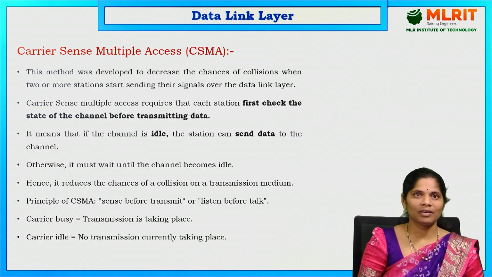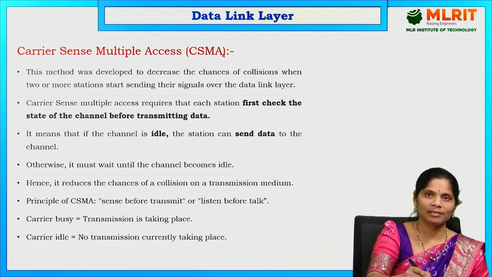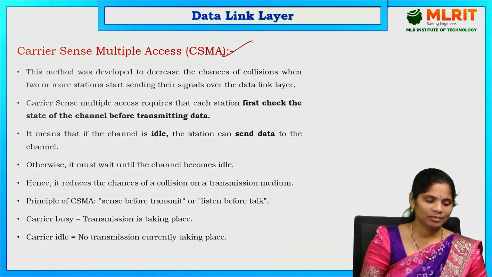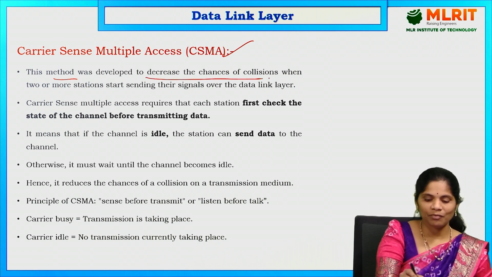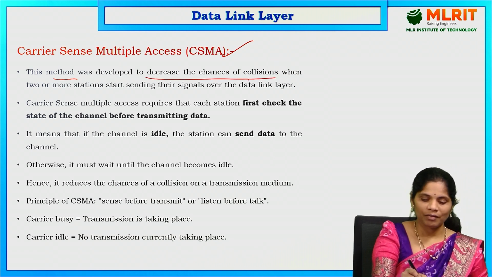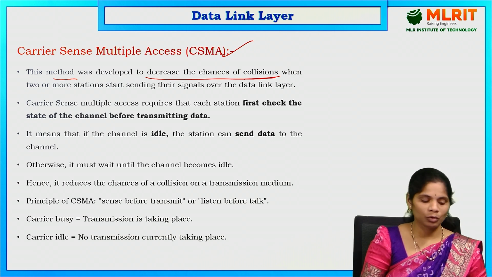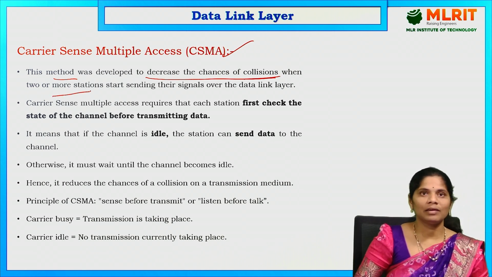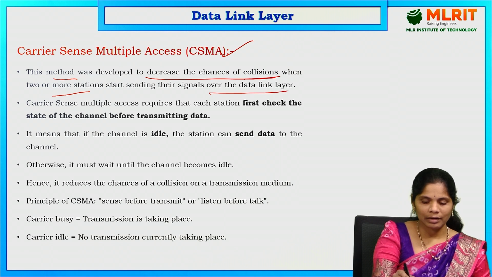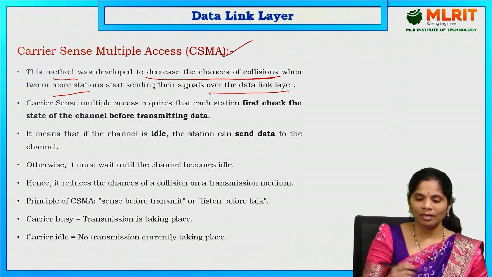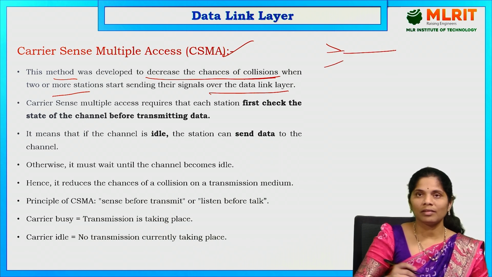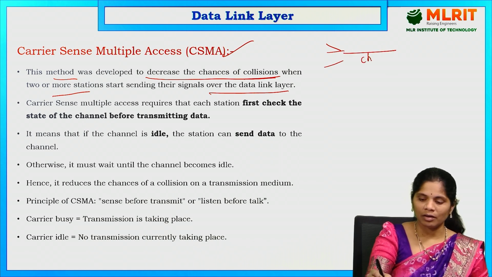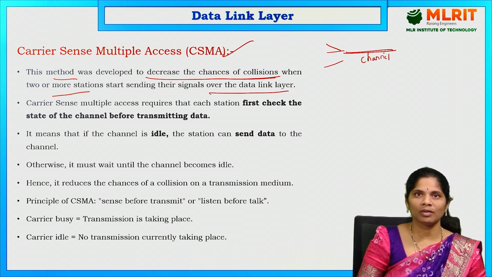First, let us see what carrier sense multiple access, that is CSMA, is. CSMA is a method developed to decrease the chances of collision when two or more stations want to send data over the data link. If two or more users want to send data to a particular channel, then to avoid collision we use CSMA.